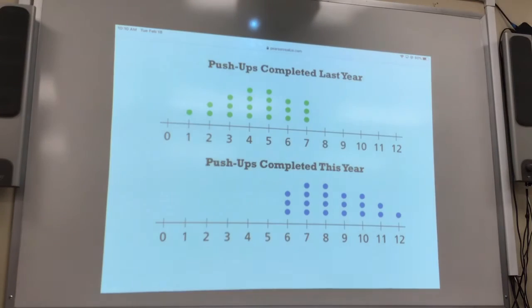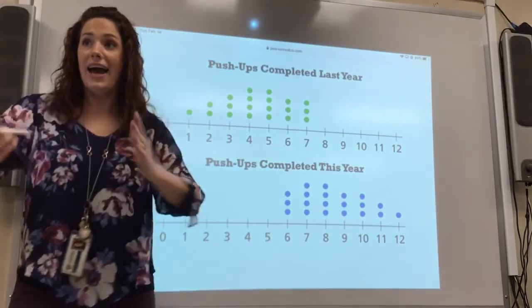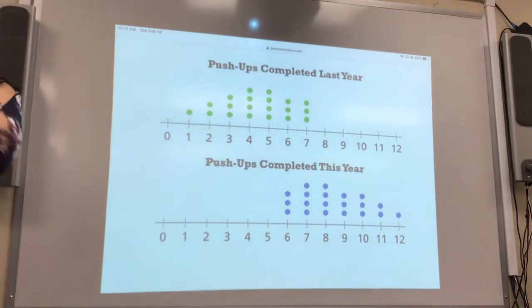What else could we use to prove that they did significantly better this year than last year? What else? William? Everybody this year did at least 6 push-ups. Okay, so you could compare the minimums. The minimum here is 1, the minimum here is 6. So everybody had to have done better. What else could we use to prove that people did better this year versus last year? Mateo? The amount of people that did each, like the most people did 7 and 8. Mm-hmm. So that's the mode, right?